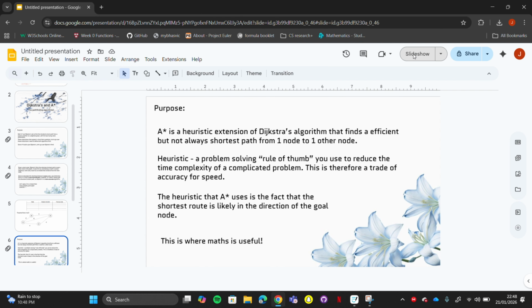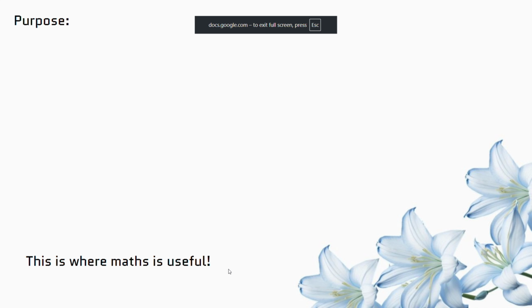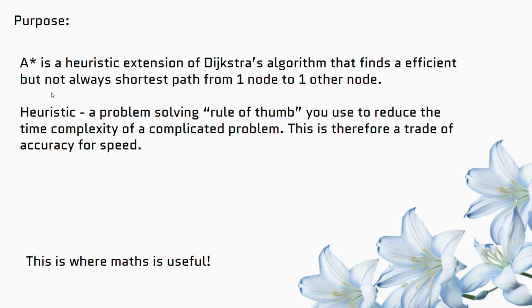So let's go back to the PowerPoint and look at A star. This comment down here is a bit annoying, but doesn't matter. Let's get these up. So A star is a heuristic extension of Dijkstra's algorithm that finds an efficient but not always shortest path from one node to another, right? Well, first of all, what does heuristic mean? You might not have come across this word before, and I'm going to assume you don't have that baseline knowledge. Let's define it right here. It's just a problem-solving rule of thumb, right? Which you can then use to reduce the time complexity of a very complicated problem.